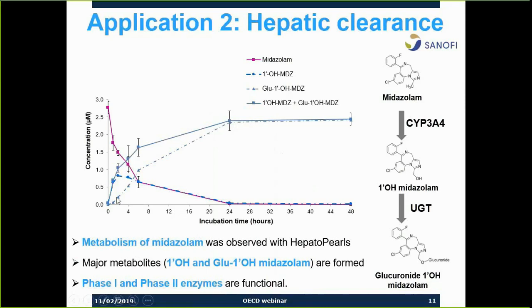As you can see on this graph, midazolam is hydroxylated as soon as it is in contact with the hepatopers and has completely disappeared after 24 hours. The first metabolite is immediately conjugated to form glucuronide 1-OH midazolam, and after a peak of concentration at 2 hours, its concentration slowly decreases, while that of the second metabolite increases in parallel at the same rate. So this experiment demonstrated that phase 1 and phase 2 enzymes are functional in the hepatopers and that they can be used for clearance applications, and especially for low clearance compounds.